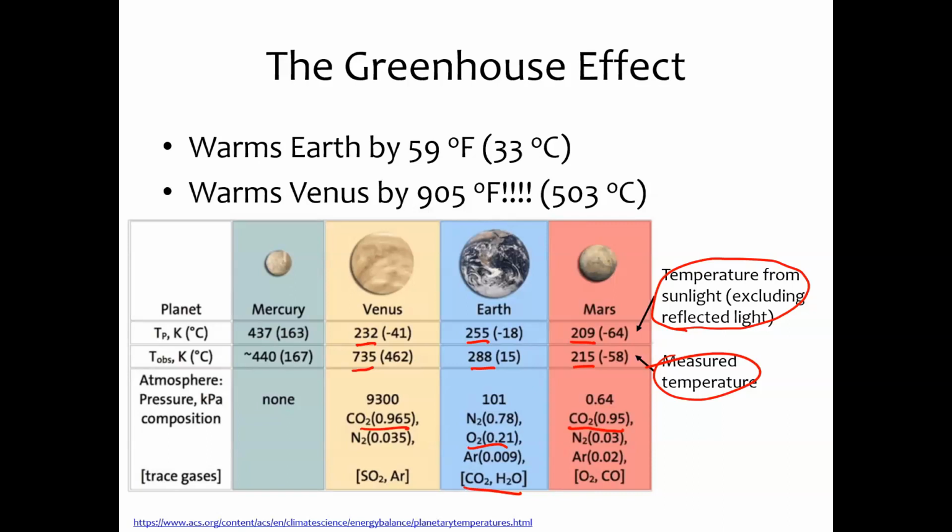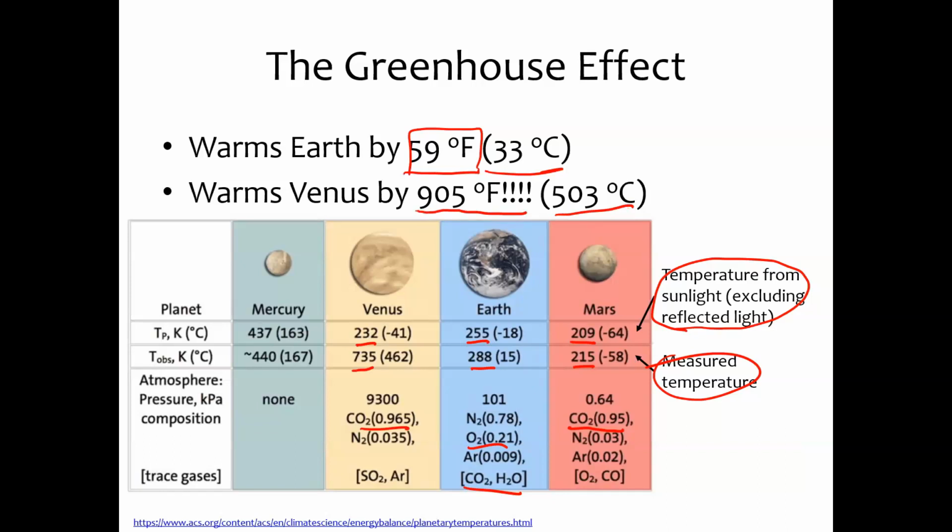The greenhouse effect warms Mars by only about 6 Celsius. Its atmosphere is mostly CO2, but it's a very thin atmosphere, so it doesn't have a ton of impact. The greenhouse effect, including CO2 and water vapor especially, warms Earth by 59 Fahrenheit or 33 Celsius. A lot of Earth would be pretty frozen without any greenhouse gases at all. These greenhouse gases warm Venus by a whopping 905 Fahrenheit or 500 Celsius. Just a crazy amount they warm Venus.